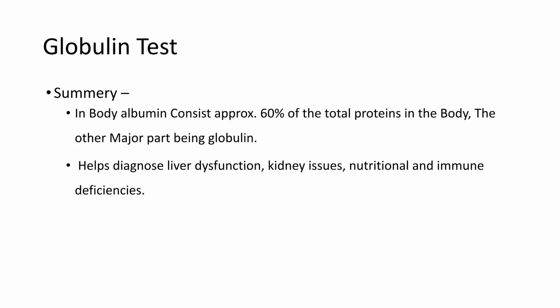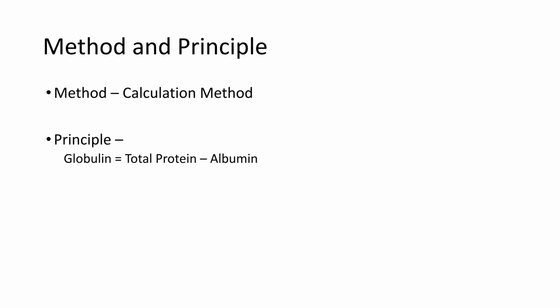Globulin makes up the major part of the total proteins, other than albumin. Globulin tests help diagnose liver dysfunction, kidney issues, nutritional deficiencies, and immune deficiencies. The level of globulin is determined using the calculation method, where globulin equals total protein minus albumin.